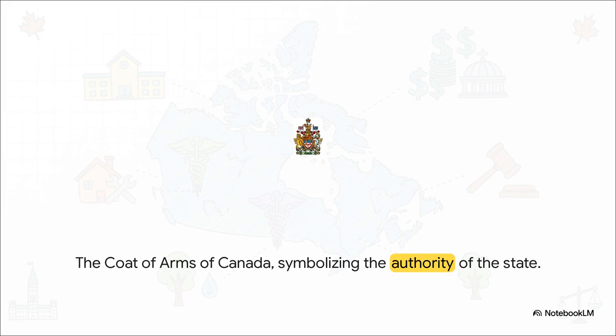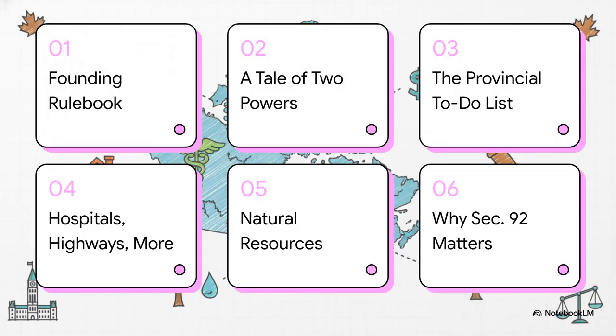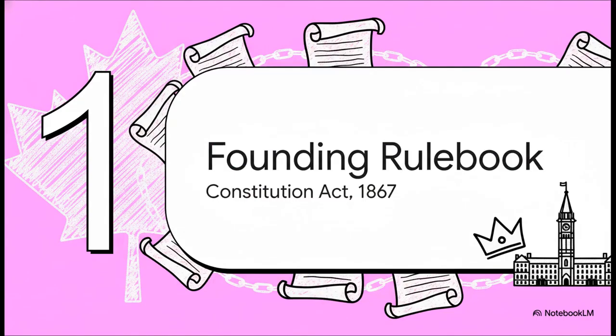Now, this isn't just some dusty old document. Nope. This is the original blueprint for the entire country. It laid out all the fundamental rules for how Canada is supposed to work. So here's what we've got on the docket. We're going to start with the big picture, then jump right into the great divide of powers between the feds and the provinces. After that, we'll dig into the province's to-do list and see how it shows up in your daily life, from the hospital down the street to the resources under our feet. Okay, let's get into it.